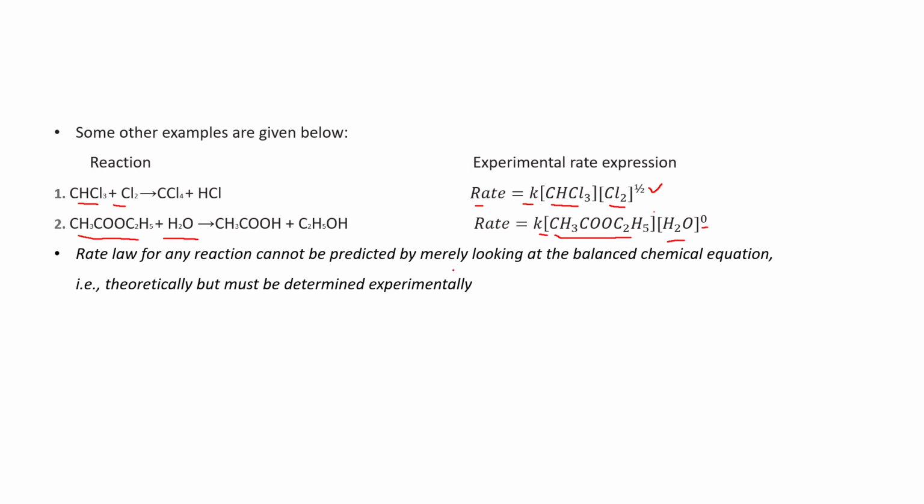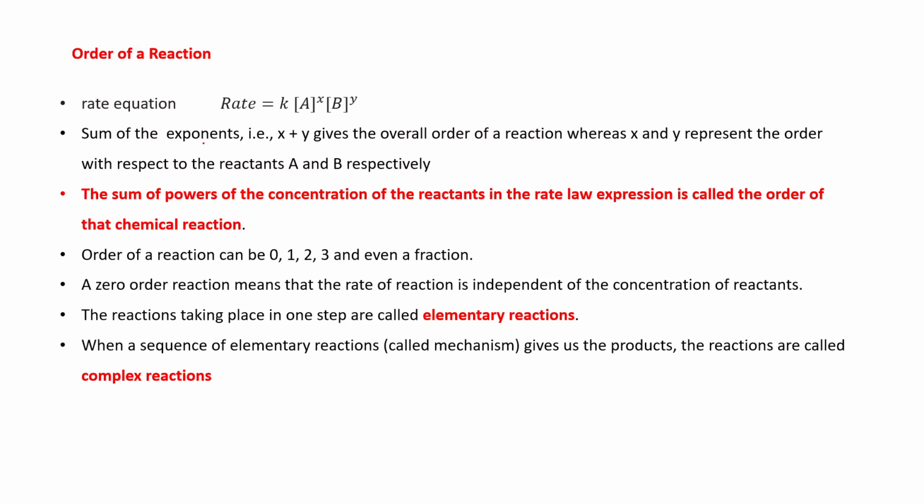What does it indicate? The rate law for any reaction cannot be predicted by merely looking at the balanced chemical equation. That is, we cannot theoretically write the rate expression or rate law. It must be determined experimentally. Clear? Now see next, order of reaction.